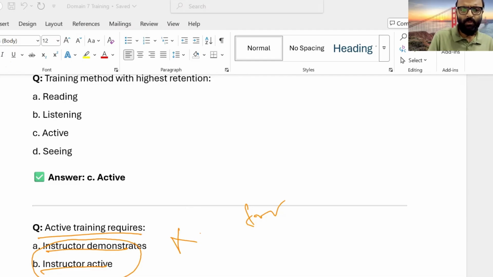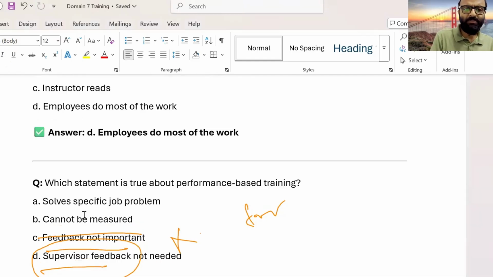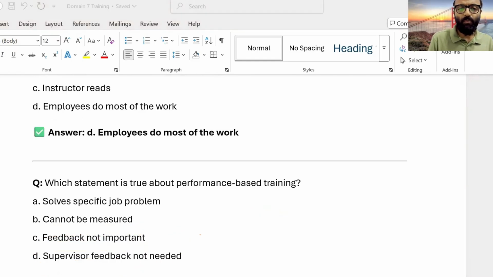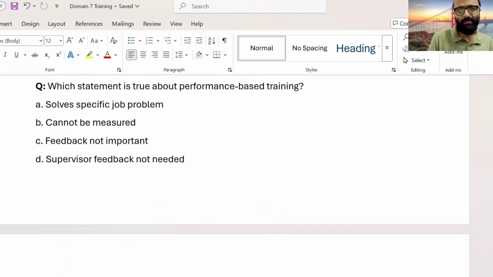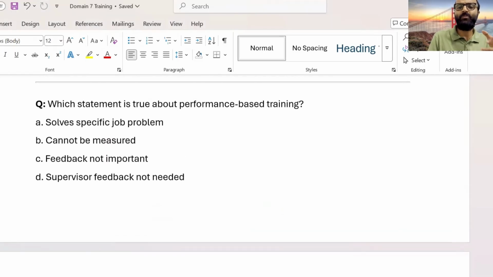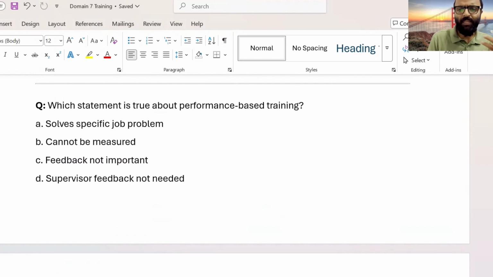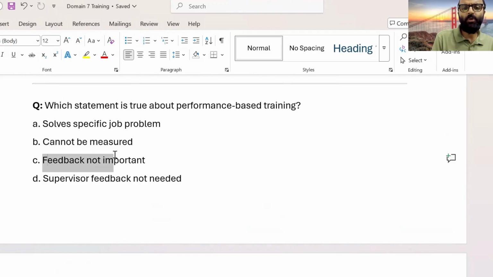Discussed last time also. Which statement is true about performance-based training? Performance-based training means what? It solves a specific safety training program or specific problems. Solve specific job problems. Cannot be measured, feedback not important, supervisor feedback not. Same from our notes itself, the question has come. Okay.